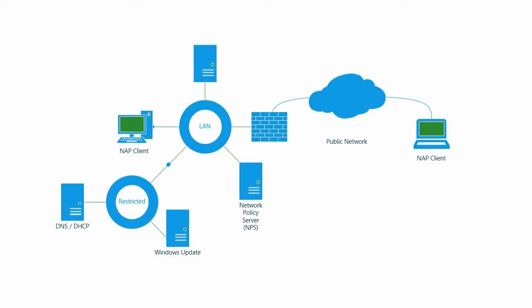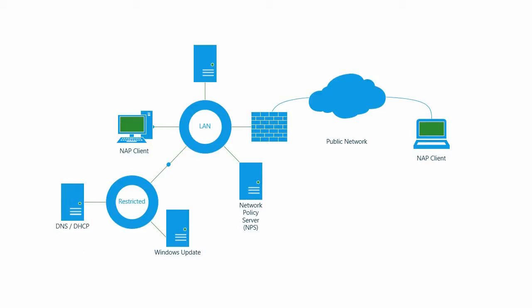If they're not healthy, you might want to give them access to a restricted portion of your network called the remediation portion, and that would just be a subnet that gives them basic network services like DNS, as well as the ability to get to resources to bring themselves into compliance, such as a Windows Update server or a server that can issue them an antivirus or anti-spyware update, something like that.